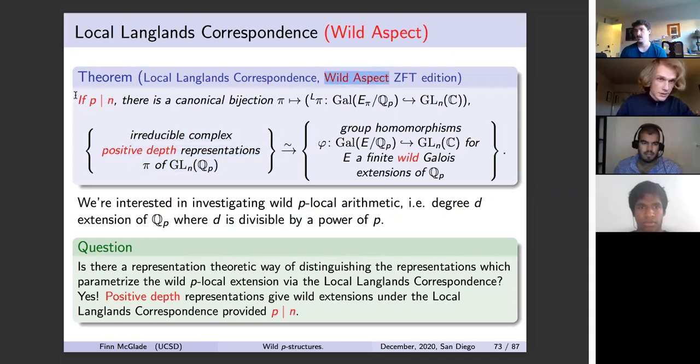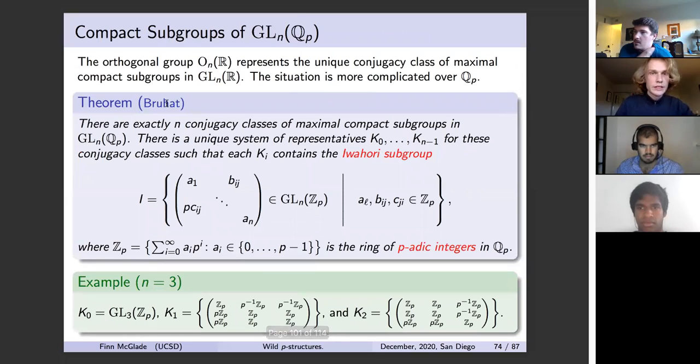It says that if you're in the situation where p divides n, then irreducible complex positive depth representations will correspond to group homomorphisms like this, where this extension E is a wild Galois extension in the sense that its degree is divisible by a high power of p. So what I'm going to do is define this concept for you and then hopefully give you an example. Okay, but to do that, we need to say a little bit about GL_n(Q_p).